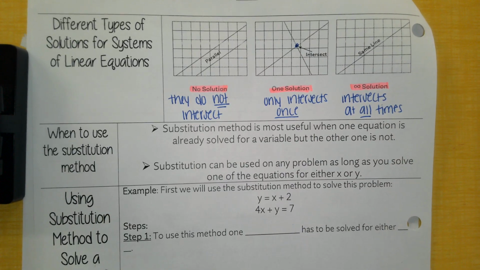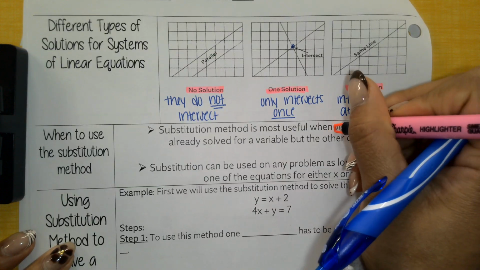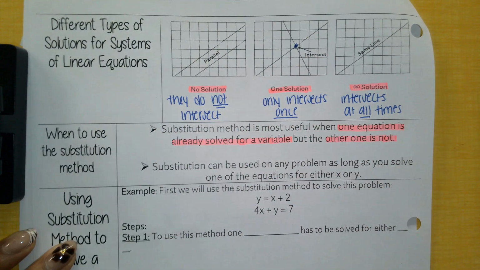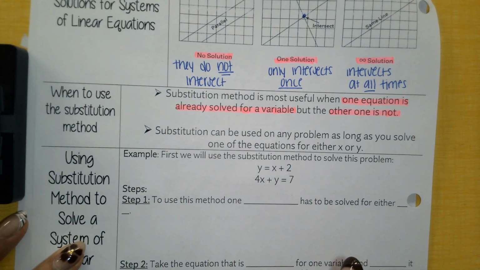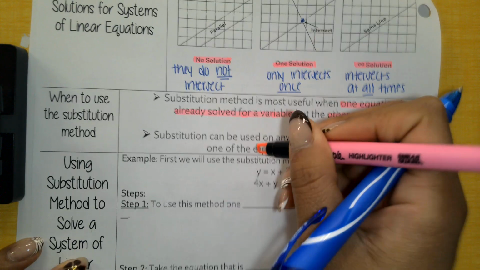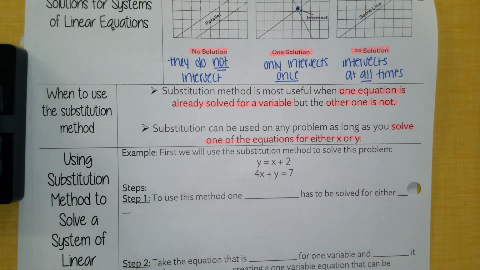All right, so when to use the substitution method. Again, we're substituting. When you are substituting something, you're getting rid of what's there and replacing it with something new. The substitution method is most useful when one equation is already solved for a variable and the other one is not. Substitution can be used on any problem as long as you solve one of the equations for either x or y. So you have to have x equals or y equals in order for you to do the substitution method.